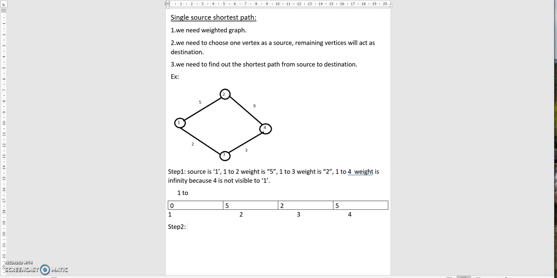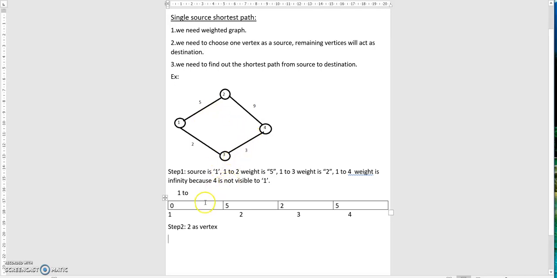In step 3 we need to take another smallest vertex. Till now I have completed 1 to 1 and 1 to 3, and now I need to take another vertex. 1 and 3 are completed. The next smallest vertex is here. I got two fives. Either I can take the second or the fourth. Now I have taken the second, 2 as the vertex. From that vertex I need to calculate values. So 2 is connected to 1 and 4.